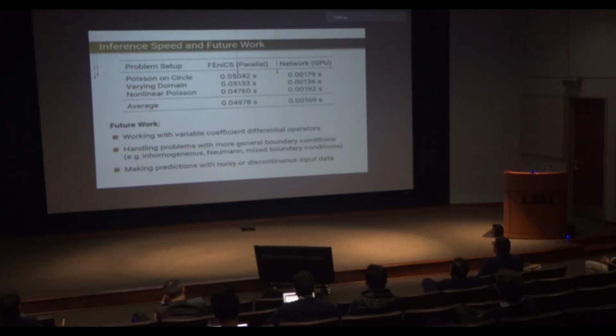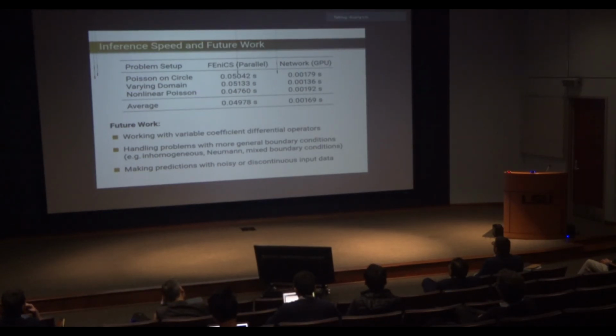Okay, now let's compare the speed. On average, if we use the Phoenix solver in parallel on parallel machines, we need about 0.05 seconds to solve one test case. If we use the neural network to predict, we only need about 0.01 seconds to make a prediction. So this satisfies the real-time prediction criteria. It indicates that using a neural network, we can predict PDE solutions on the fly.